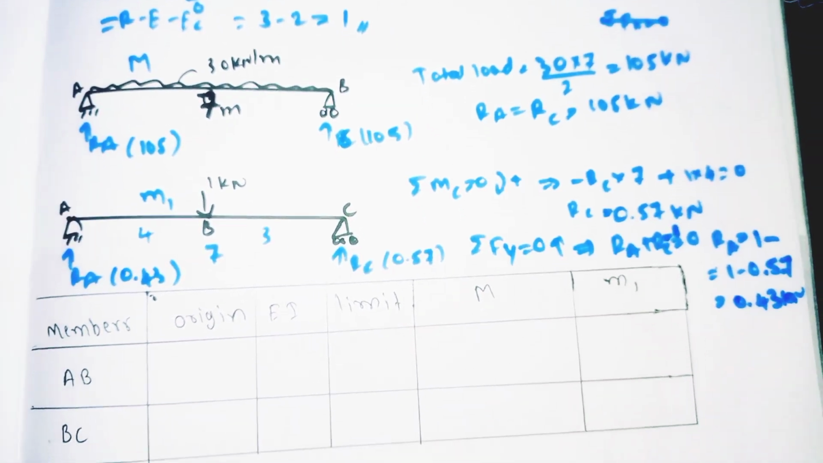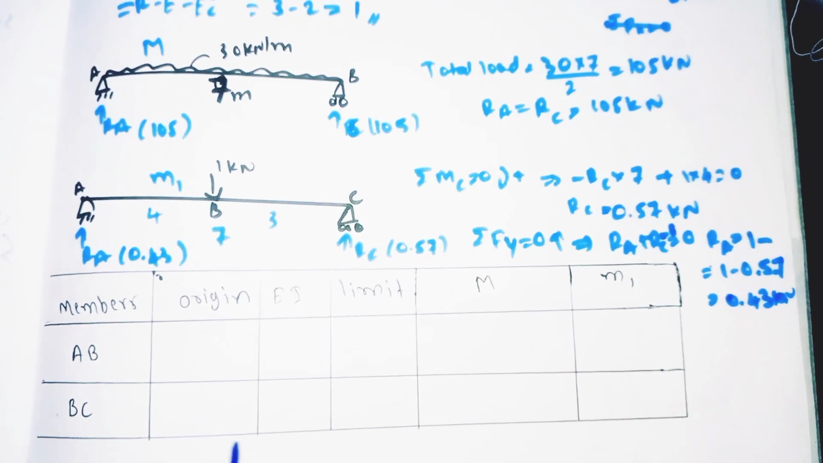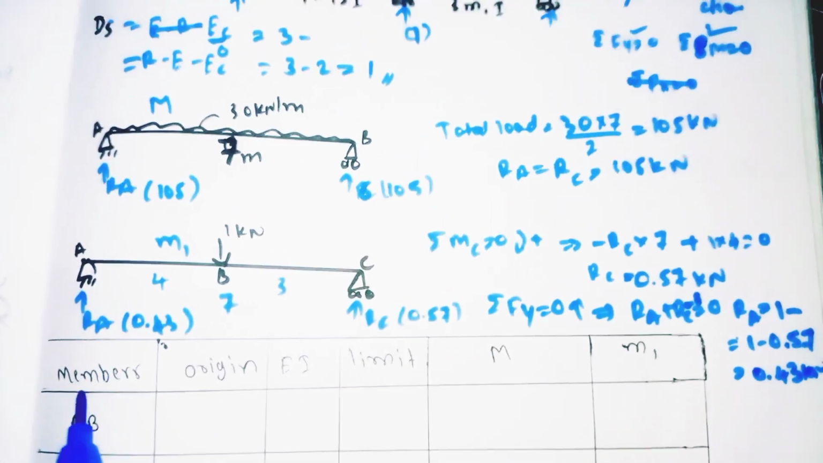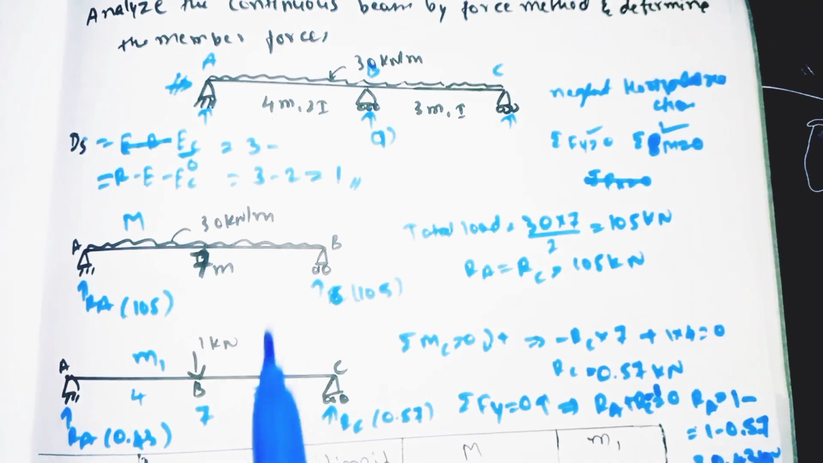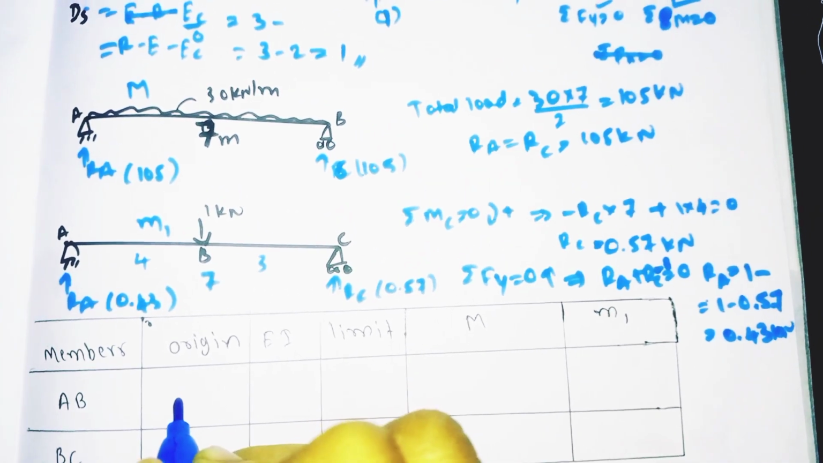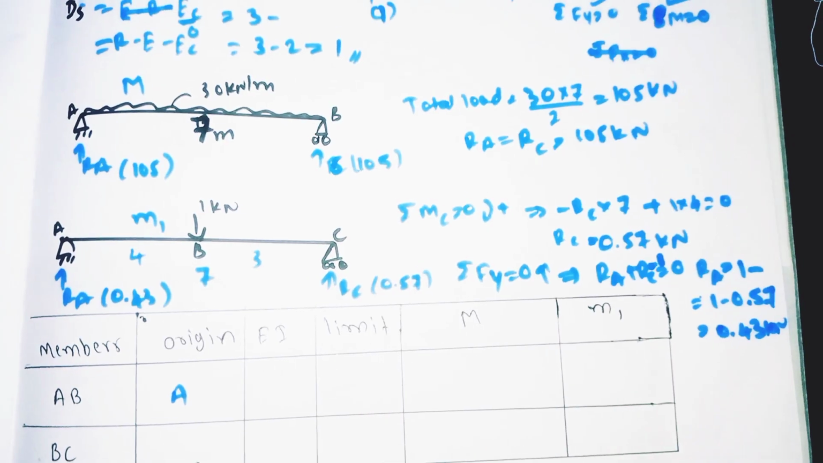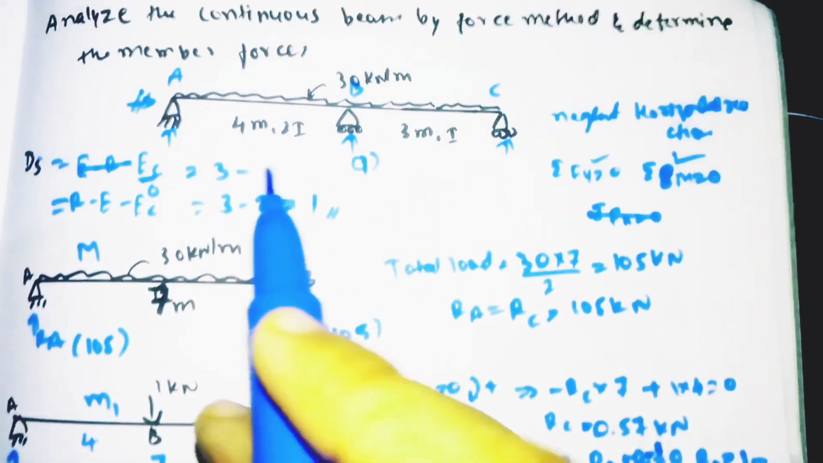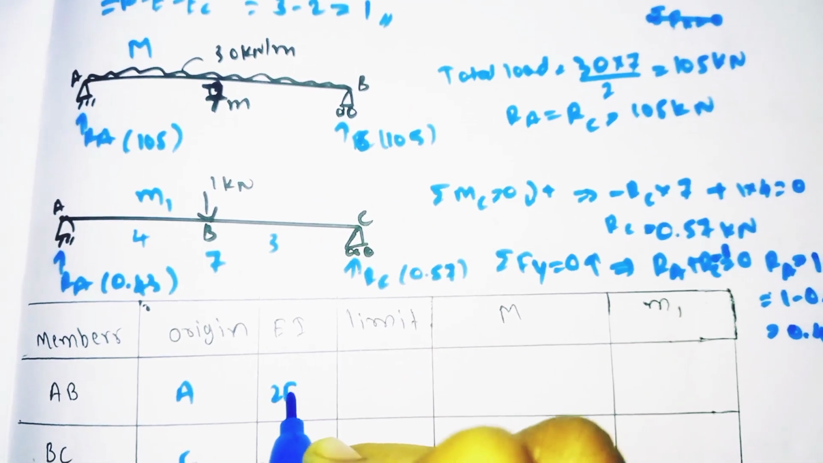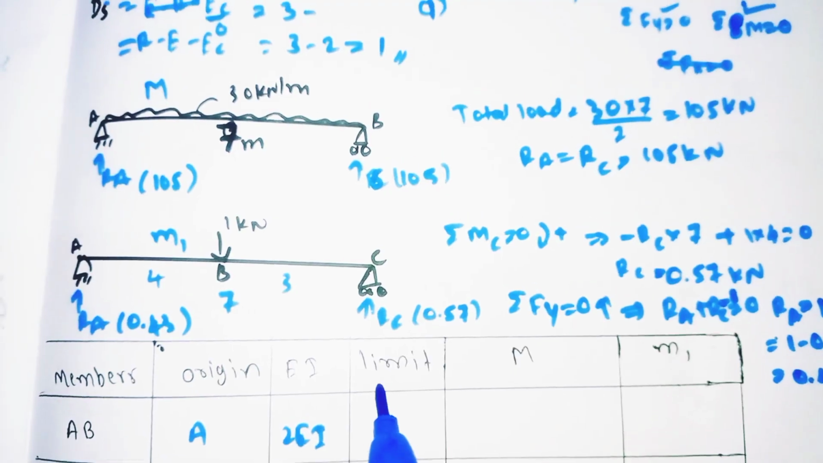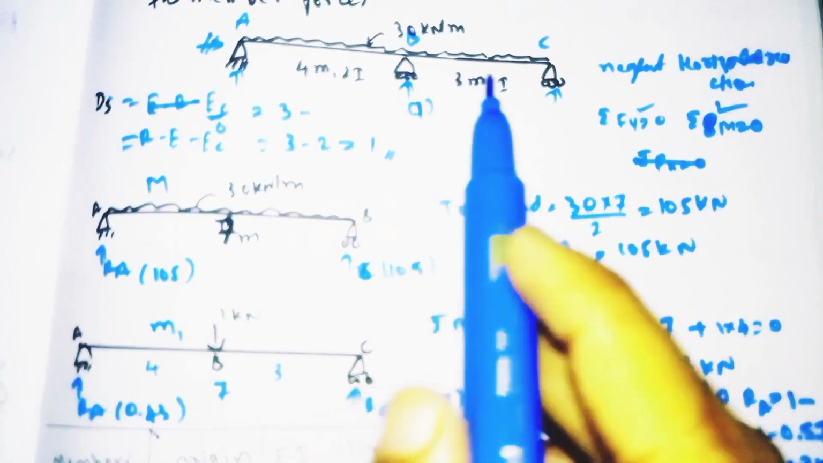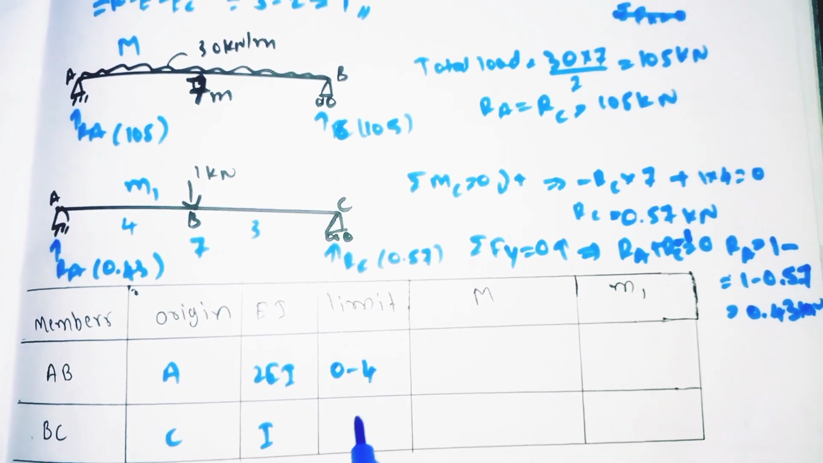Now we will see how to fill this unit load table. So by using this diagram we need to fill this here. Our members are AB and BC, two members. For AB I am taking the origin as A. For BC I am taking the origin as C. So EI for AB is 2EI and for BC is EI. For AB the limit is 0 to 4, for BC 0 to 3.